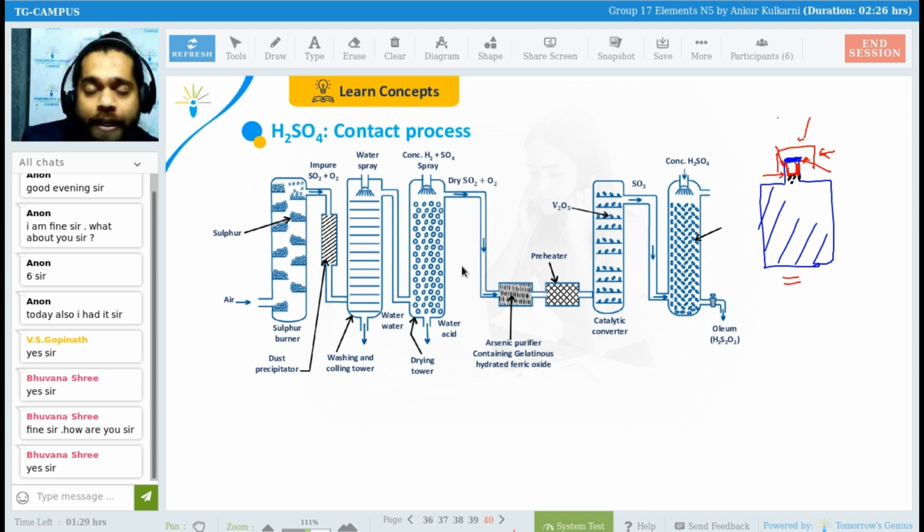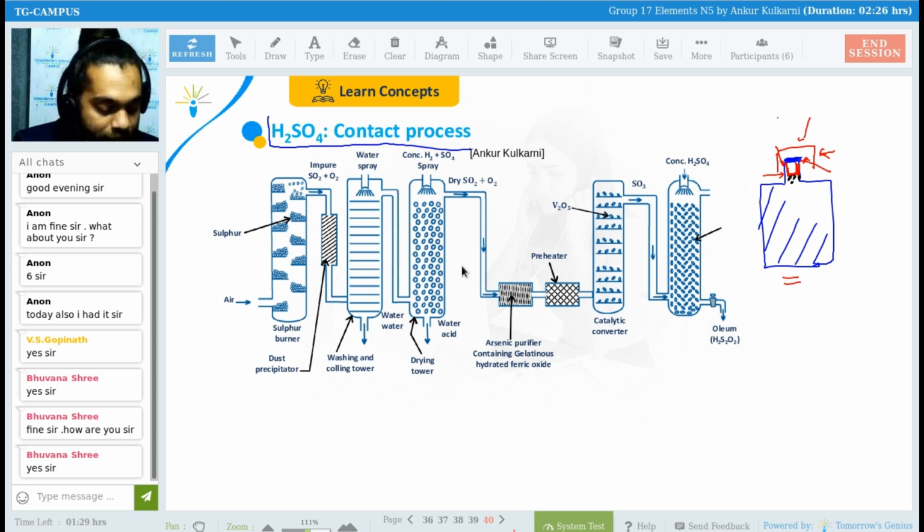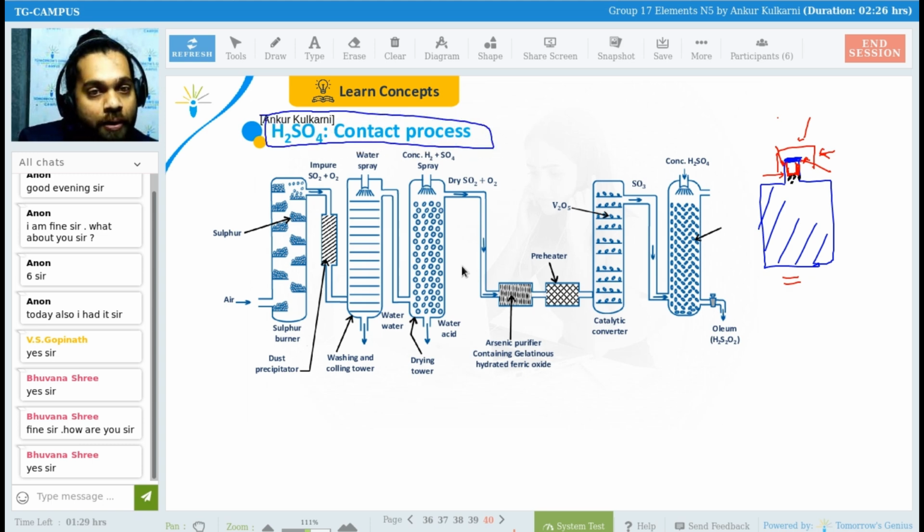So yeah, H2SO4, please write it down. This can come in the match the following: H2SO4 is prepared using the contact process. Yes, H2SO4 is prepared using the contact process. So see what is happening. We have sulfur in the form of ore or something.